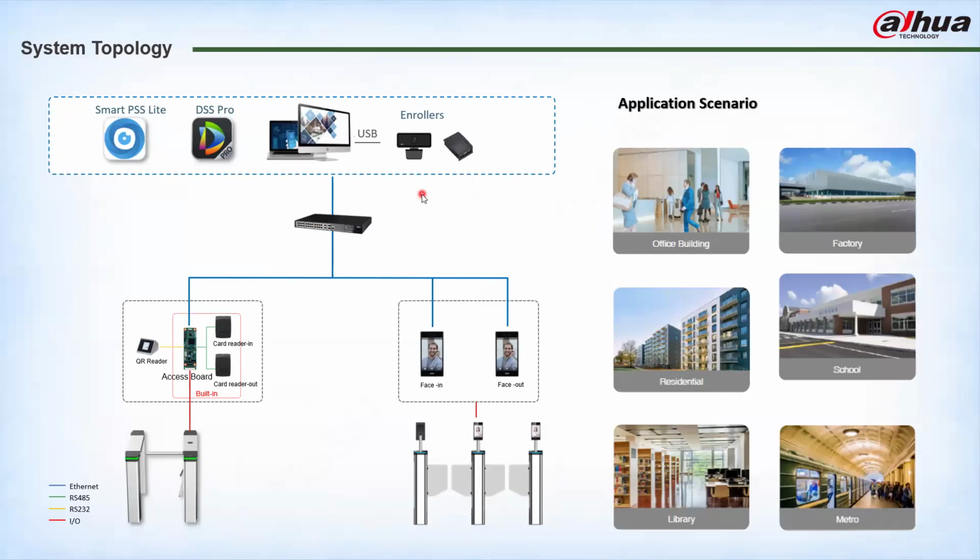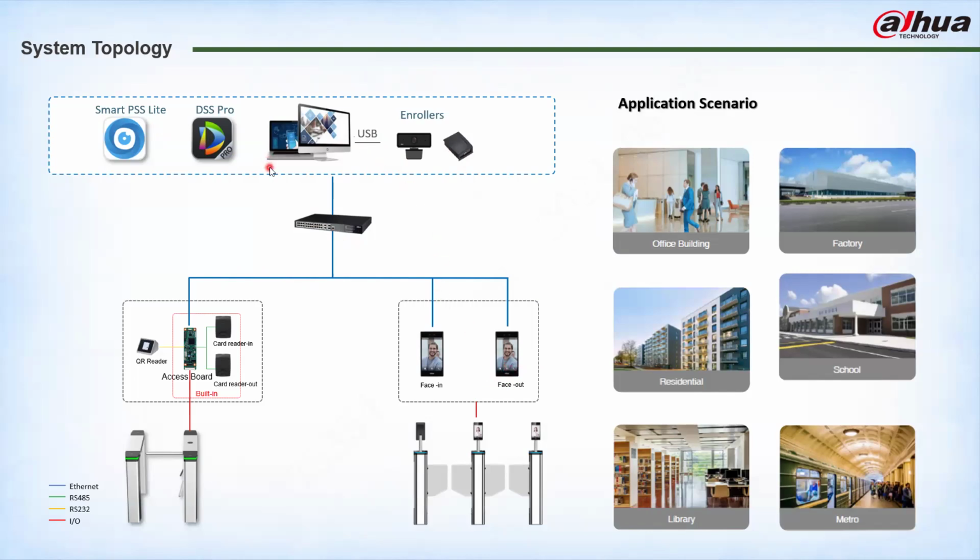So this is just a basic system topology for how these devices can be interconnected to achieve this security solution for access control. So we have different platforms which can be used. This is Smart PSS that supports a maximum of 64 devices. We have the DSS Pro. This can have as many devices. Then again, we have these enrollers. For the face enrollers, the card enroller. Then since all these are network devices, they can be connected to the network switch to connect to multiple other access controls within the environment where you want to provide more access control security features.